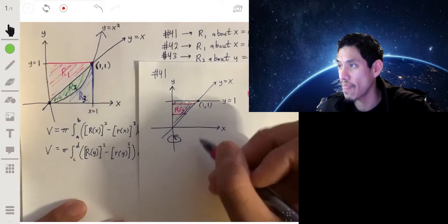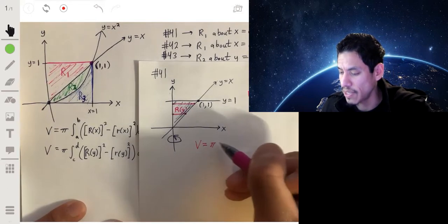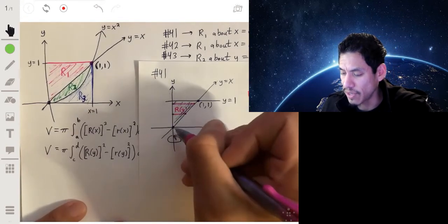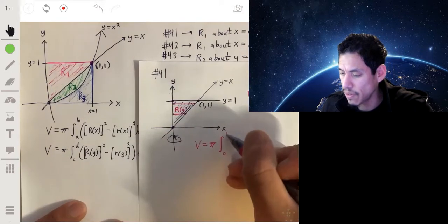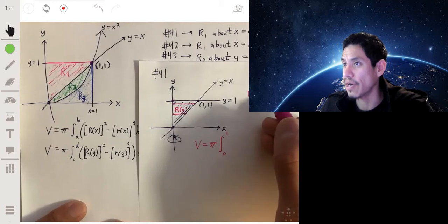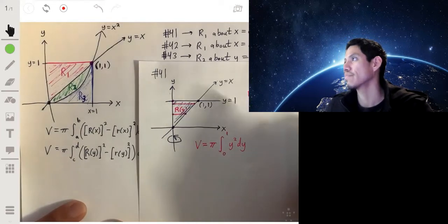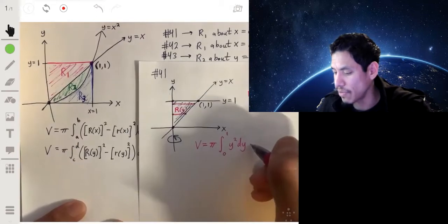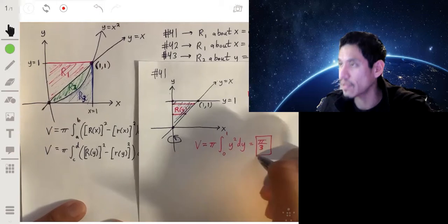So your volume would essentially be equal to pi times the integral, and we're going to go in terms of y from here to here, so 0 to 1, r of y squared, and that's going to give us y squared dy. And if you were to integrate that properly, you would end up with pi over 3 as your answer.